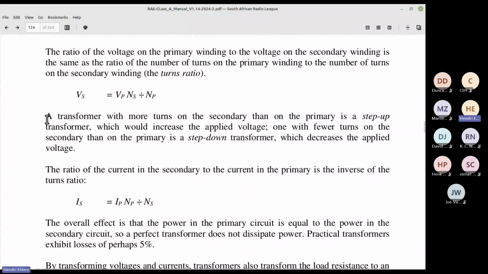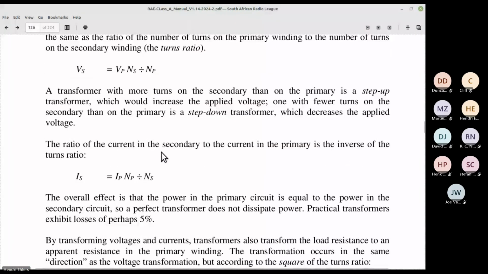A transformer with more turns on the secondary than on the primary will be a step-up transformer, which will increase the applied voltage. One with fewer turns on the secondary than the primary would be a step-down transformer, which will decrease the applied voltage. And the transformers that we use for power supplies to power our radios would typically be step-down transformers. The ratio of the current in the secondary to the current in the primary is the inverse of the turns ratio.